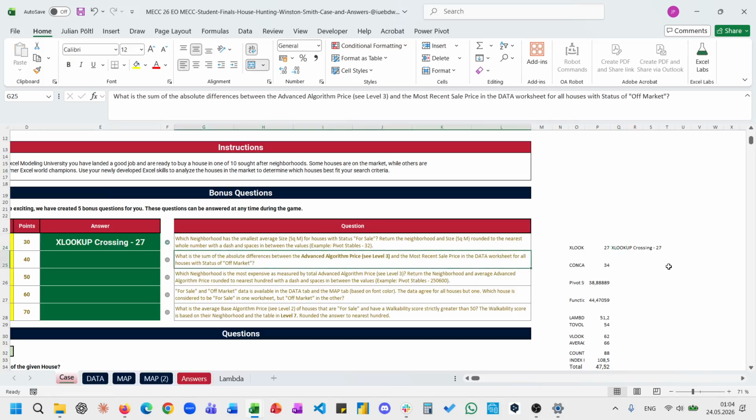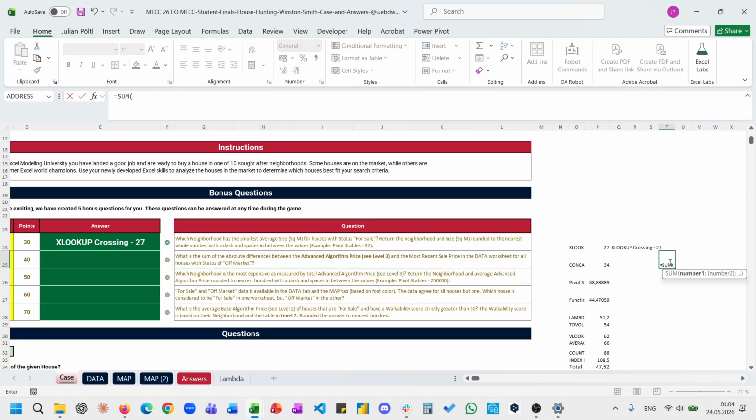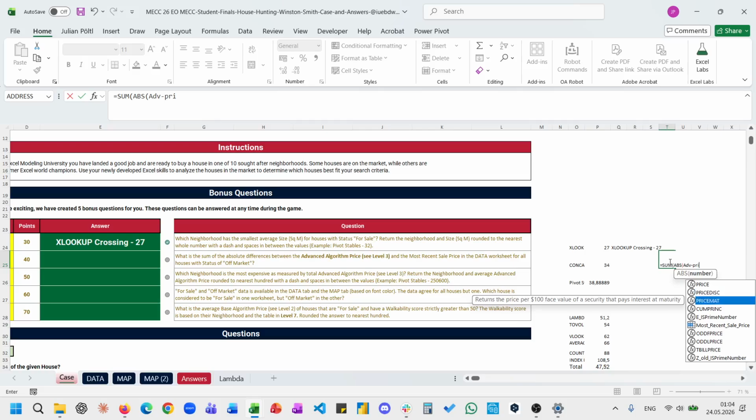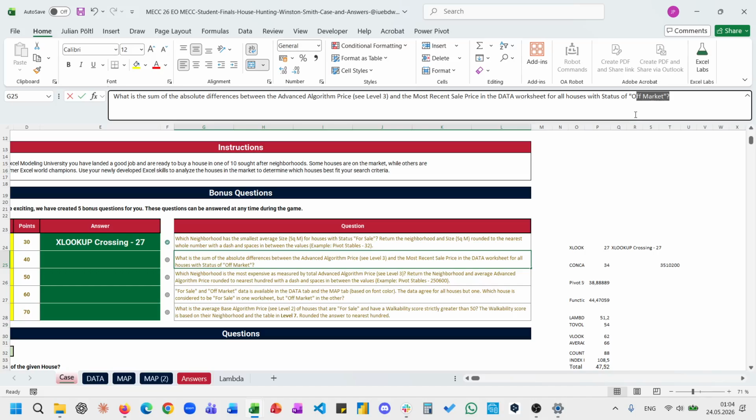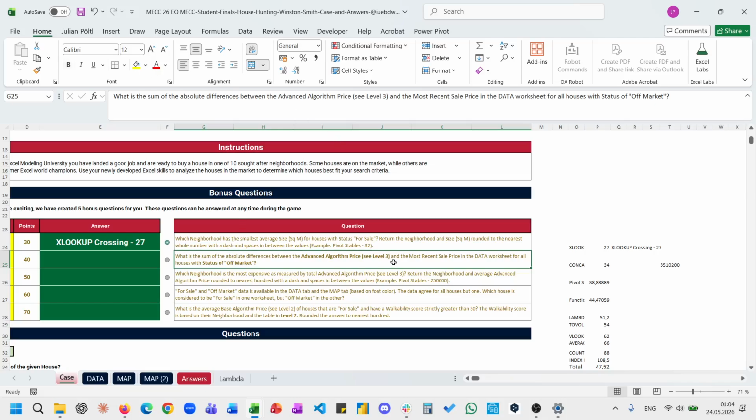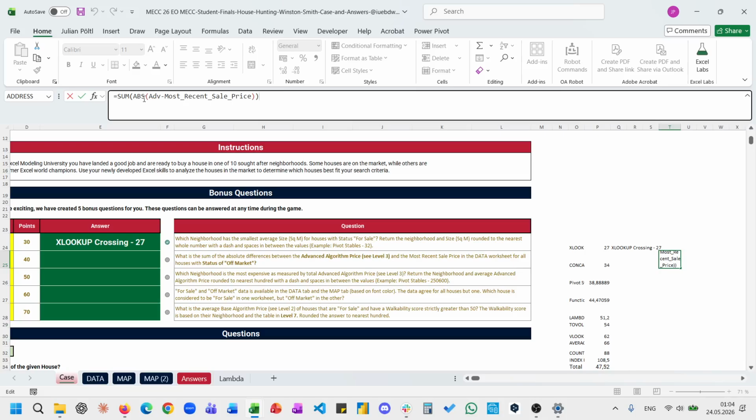Sum of the absolute differences and the most recent price. Sum ABS, ADV minus price, most recent price. And actually here also for all status of markets. Don't know why this is not. So we are advanced algorithm, but status of market anyways. So actually we have to filter here. Let's do it here. Filter this if status equals off market.